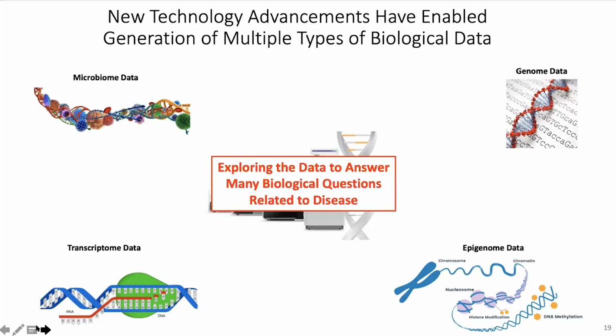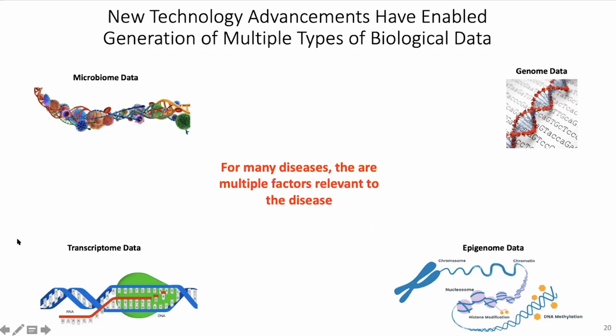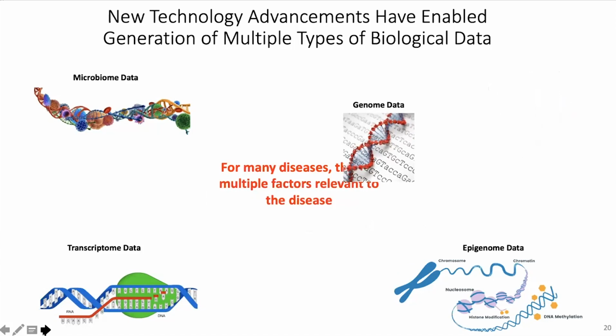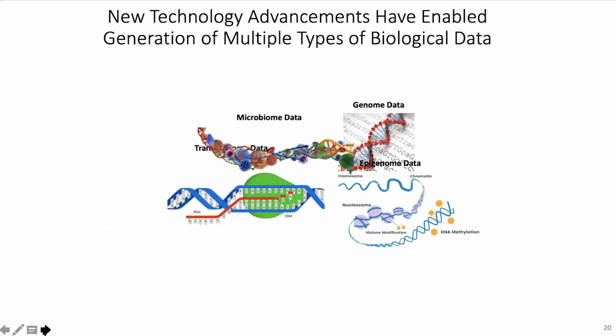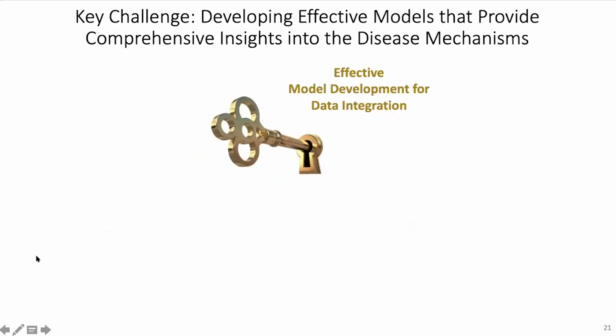So basically, we are equipped with a lot of data that we can explore in order to understand biological mechanisms of diseases. For many complex diseases, there are usually multiple factors that are relevant, and therefore a single data type is not informative enough to give us the full understanding of the disease mechanism. Therefore, combining multiple types of data together is considered a crucial step. However, the key challenge here is how we can combine different data types in an effective way, so that it provides good insight into the disease mechanism.